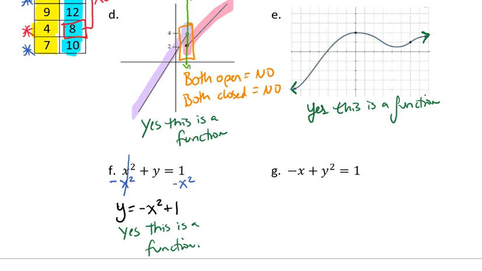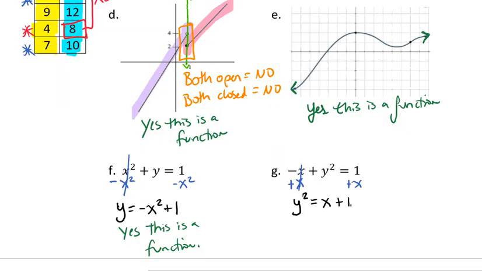Let's look at letter G. Here we have negative x plus y squared equals 1. So we already know we need to get the y by itself. So we're going to add x to both sides. And that's going to give us y squared equals x plus 1. But now we need to get rid of that square. So what we're going to do next is we're going to square root both sides. And when we square root, that means that we're going to get plus or minus the square root of x plus 1.